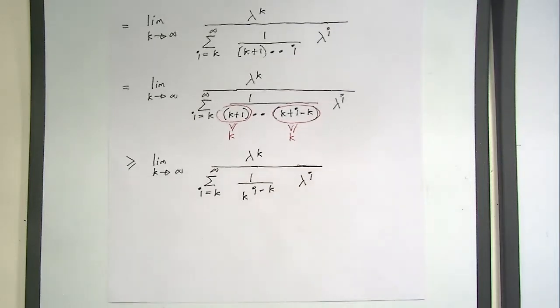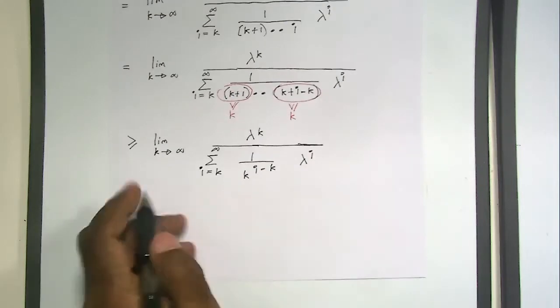Do you see what I've done? I have taken the fact that each of these terms is greater than or equal to k. So if you take the product of all the k's, you get this: k to the power i minus k, right? And this must be greater than or equal to this, because if the product is greater than or equal to k, then 1 over the product will be less than or equal to that. But you also have lambda to the k divided by that, so it will be greater than or equal to that. Yeah?